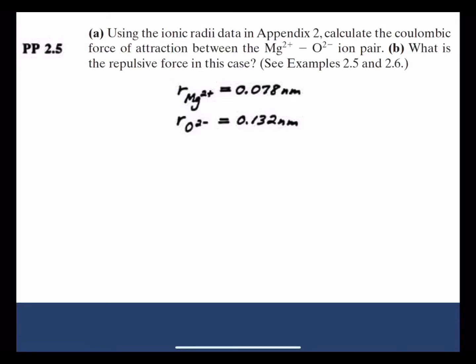Question now. So we'll try to use atomic radii data to calculate the Coulombic force of attraction between two charged ions, this time magnesium and oxide. And as part B, we'll try to determine the repulsive force value as well. Okay, so take a moment to think about what your strategy would be for this problem.